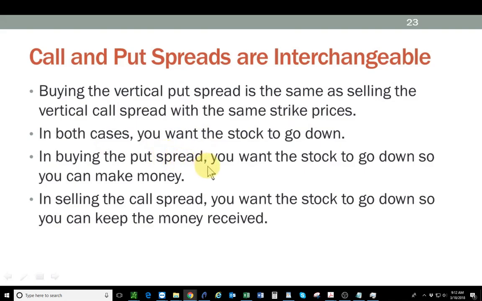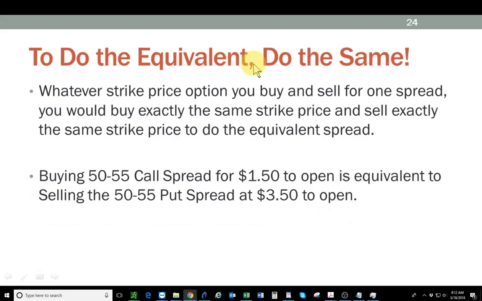Again, when you buy a put spread, you want the stock to go down so you can make money. Selling the call spread, you want the stock to go down so you can keep the money received. Same thing. Whatever strike prices you buy and sell for one spread, you buy and sell exactly the same strikes to do the equivalent spread. They really become equivalent, and that's one of the things I want to stress.